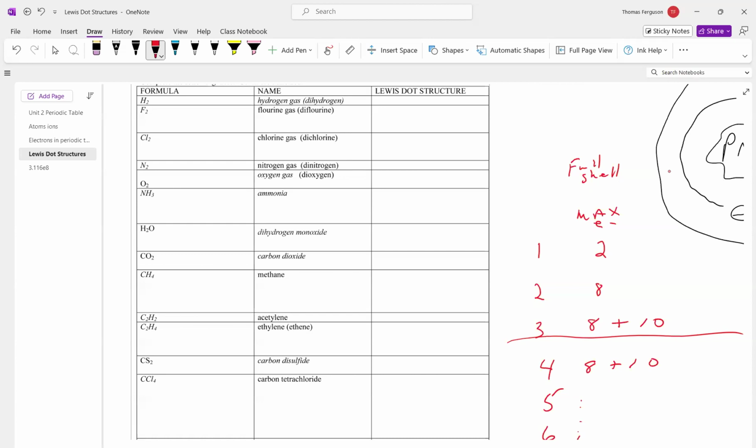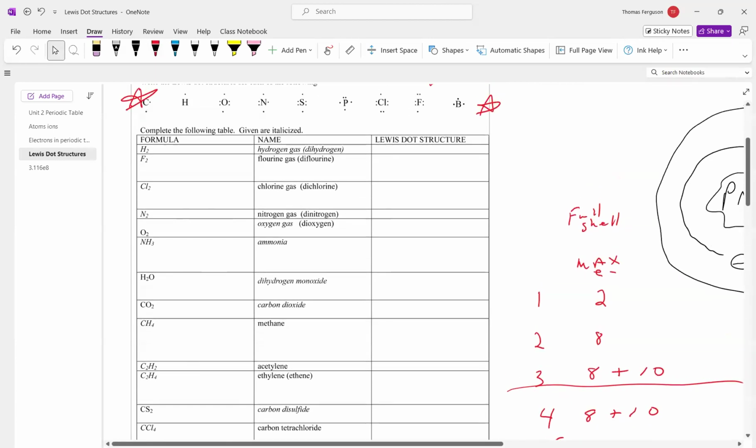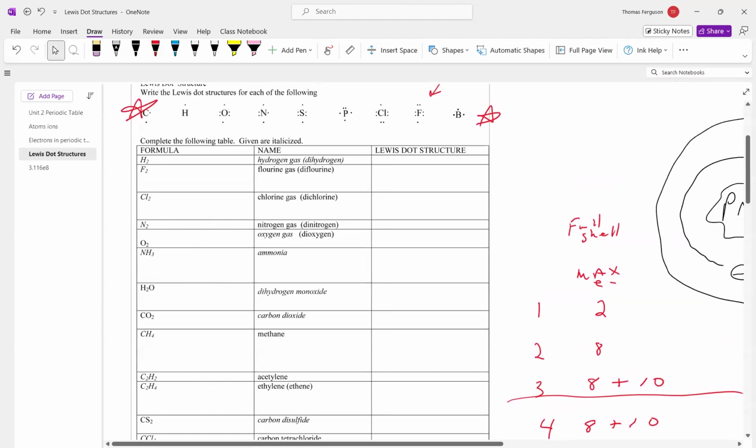So the idea is we're going to take these valence electrons and combine them with other valence electrons in other atoms to get to 8. If that happens, that's a stable compound. So the idea is to get to that full shell, whether it's 2, 8, 18, 32, etc.